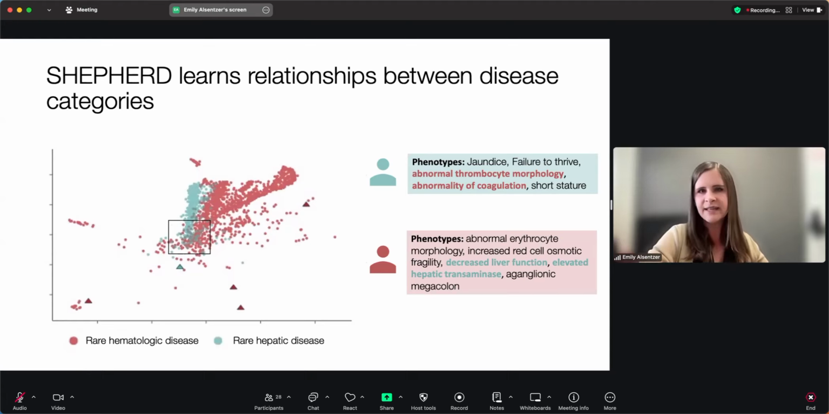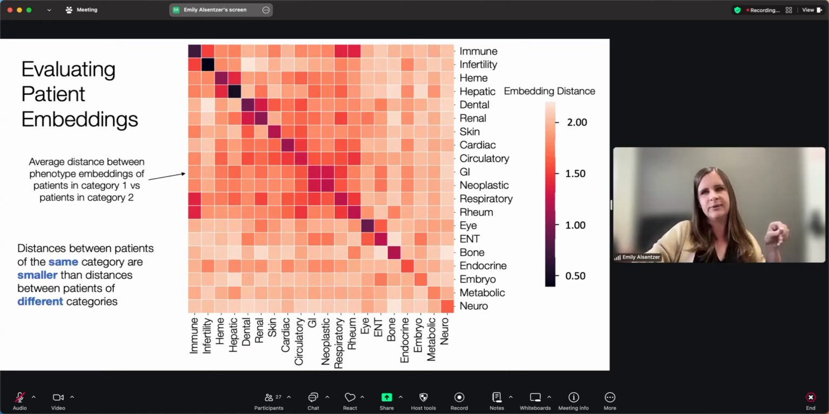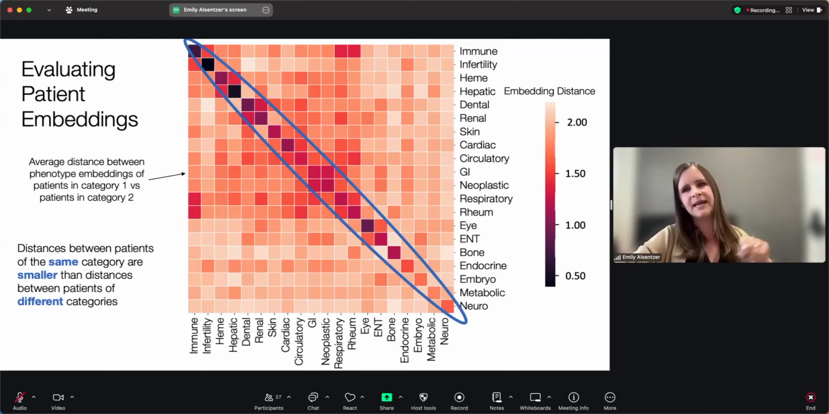And you can see this kind of visually in the illustration on the right, where the red hematologic symptoms appear in the patient with a hepatic disease and vice versa. We can also quantify this similarity in a heat map. Here we're comparing the distances between the embeddings of pairs of patients with either the same or distinct disease categories. As we'd hope, the distances between patients of the same category are much smaller than distances between patients of different categories. This is true across all disease categories. And you can see this in the heat map diagonally, where the diagonal is much darker than the off-diagonal entries.